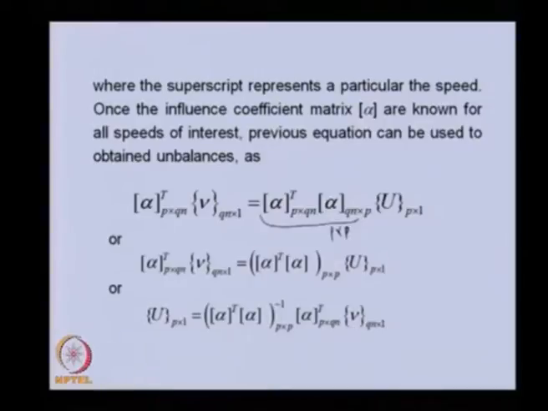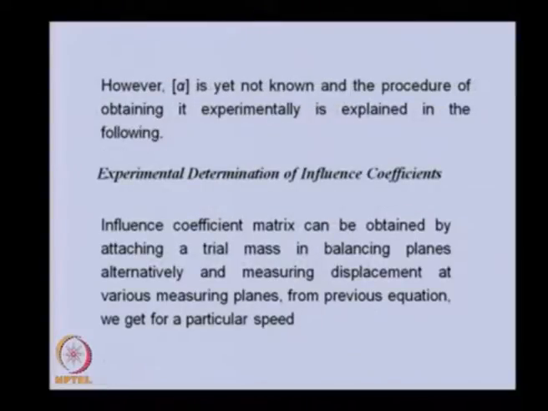But at present only the response is known to us, and these influence coefficients are not known. If we can find out these influence coefficients, the correction mass required in p planes can be obtained using this. Now let us see how we can obtain these influence coefficients, because our aim would be to obtain this first, then the correction mass can be obtained. We will obtain the influence coefficients using an experimental method, that means using the measurements only.